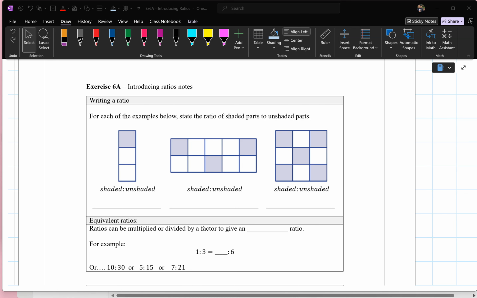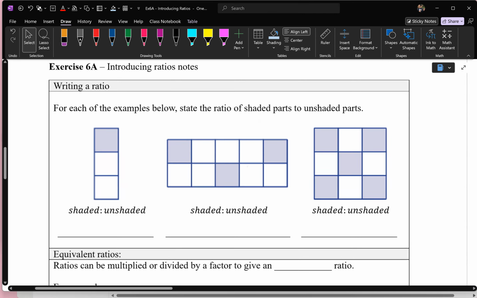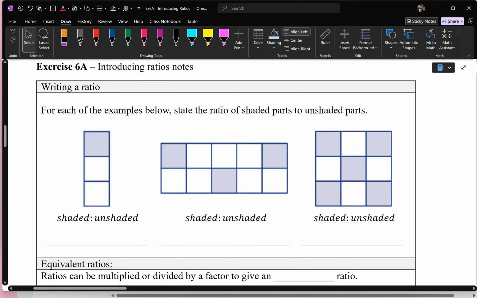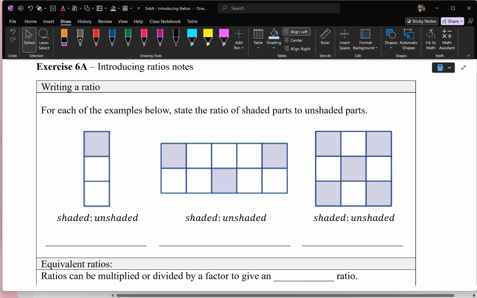Hi there, Year 8s. We are now moving on to Chapter 6, which is to do with ratios and rates. We're looking specifically at exercise 6A, which is just an introduction to ratios. So let's have a look at here. This first part of the example is to get you to understand what a ratio is and how you write ratios. Ratios usually compare two or more quantities of the same units.